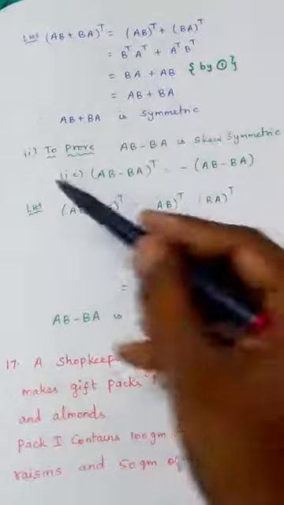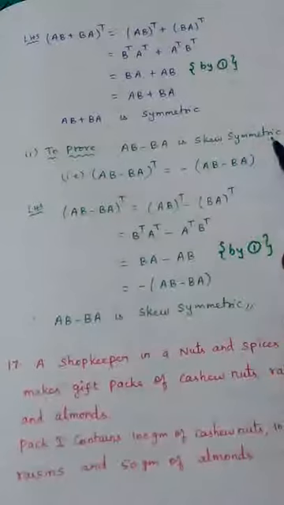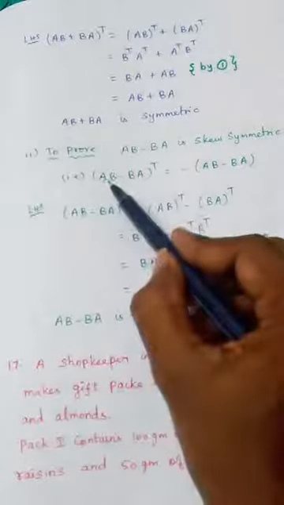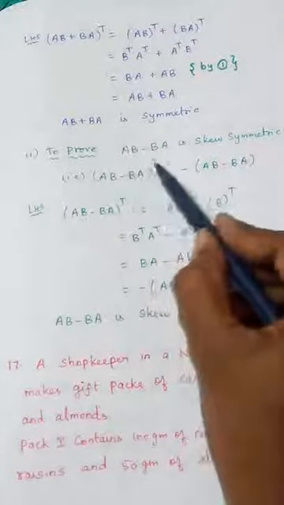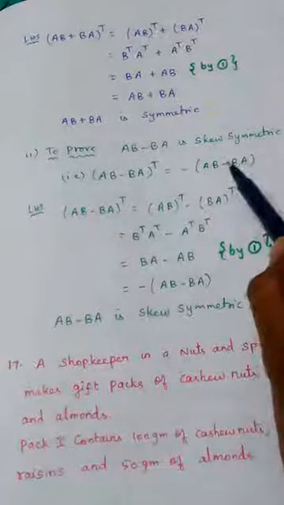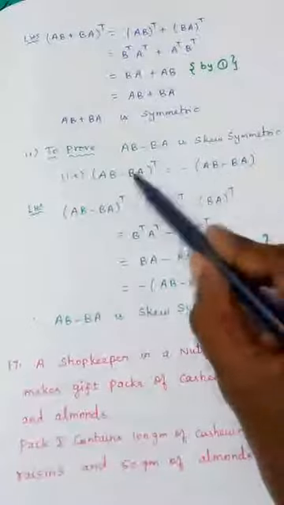Now what is the second part? AB minus BA is skew symmetric. This is the second part. For proving this, what we need to prove? AB minus BA, its transpose should be equal to negative of it. This is the condition for skew symmetric. So we need to prove this result.